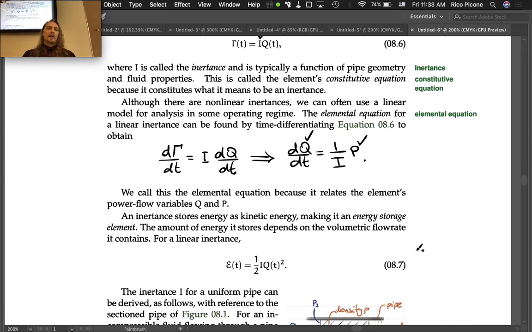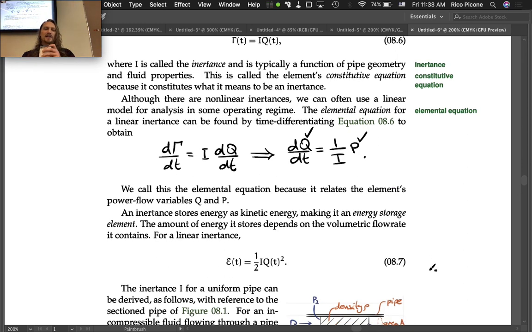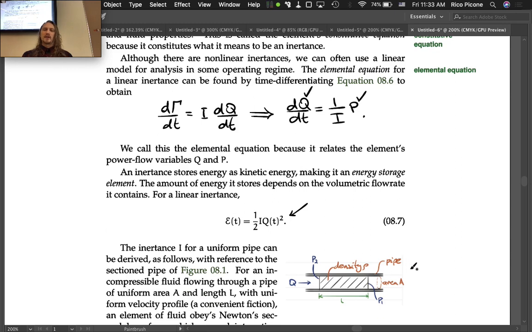So what I'm going to do now is a little derivation of inertance in a pipe. Well, I will in a second. I have this last thing: an inertance stores energy as kinetic energy, making it an energy storage element. The amount of energy it stores depends on the volumetric flow rate it contains. For a linear inertance, that's this. So this is our energy that's stored.